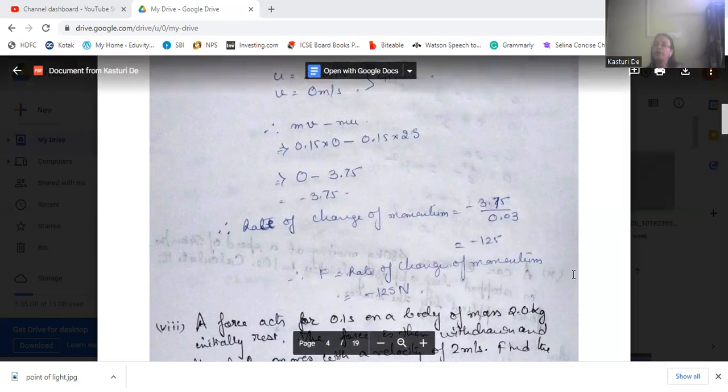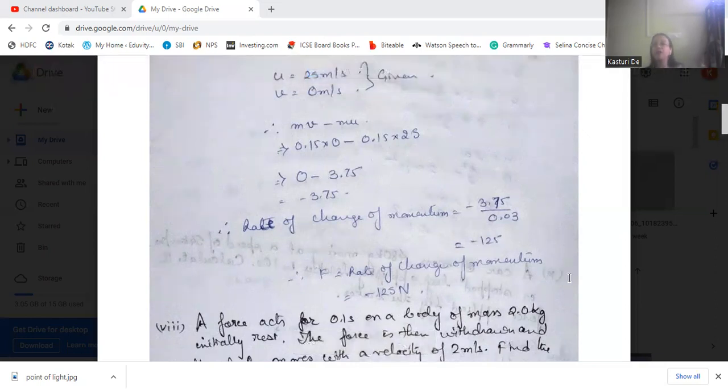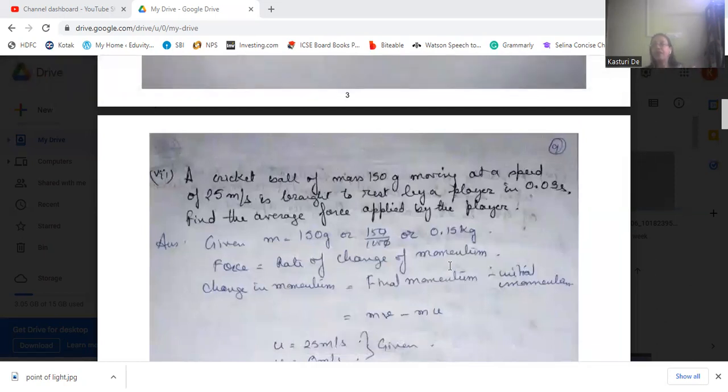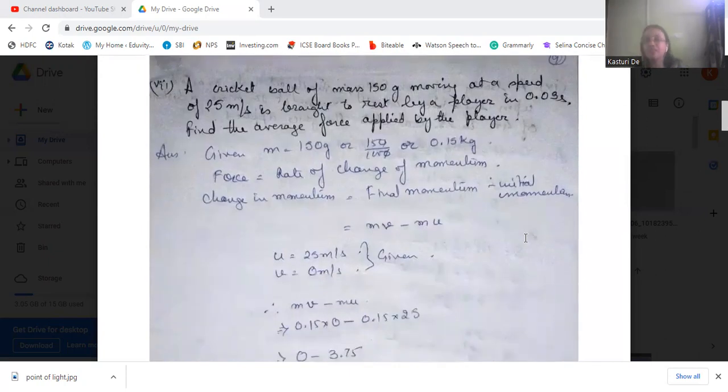So rate of change of momentum is equal to minus 125, or you can say force is equal to minus 125 Newton. So the average force applied by the player is a negative force. That means it is coming to rest, the acceleration will be decelerating. That means it is coming to stop. Retardation is happening. That's why the force is becoming negative, the force is reduced. That's why it is minus.